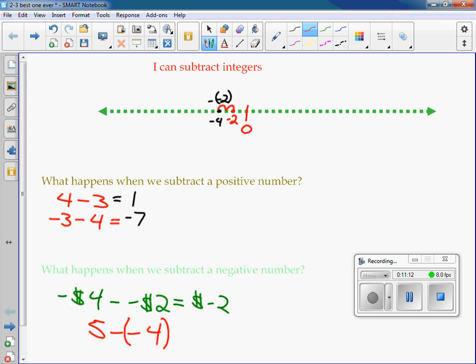1, 2, 3, 4. Where are we starting again? 5. 1, 2, 3, 4, 5. And in this case, we're subtracting a negative 4. So I need to use this. Subtracting a positive, we move to the left. So subtracting a negative, we have to do the opposite. We move to the right. 1, 2, 3, 4. We end up at 9.